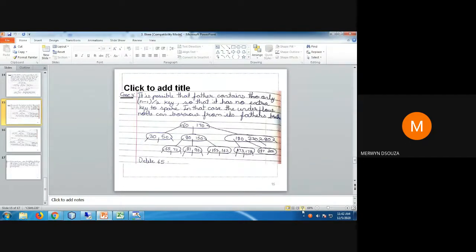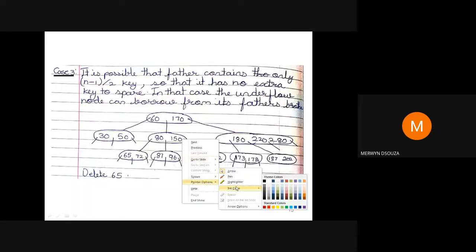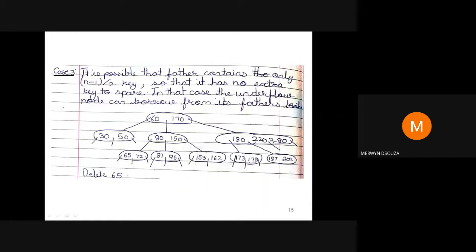When you calculate the minimum number of keys, you again assume the order is 5. So the minimum number of keys required is 2. In case 1, I told you we have to borrow from the brother. If you are borrowing from the brother, then the brother must have more than this many keys. Here the number of keys is 2, here also it is 2. This is not greater than that.